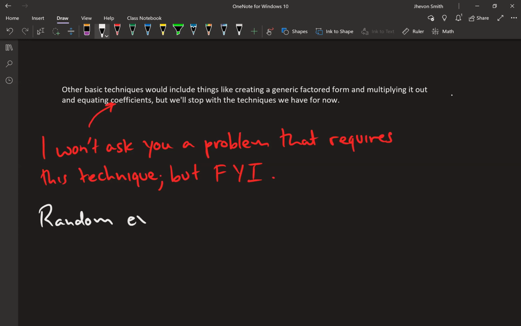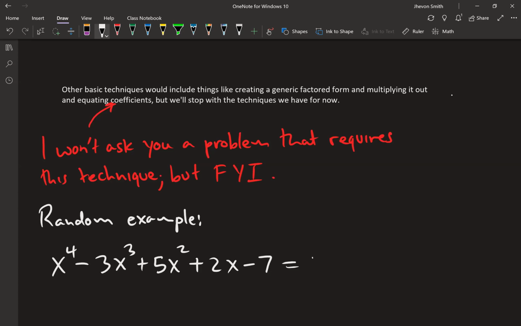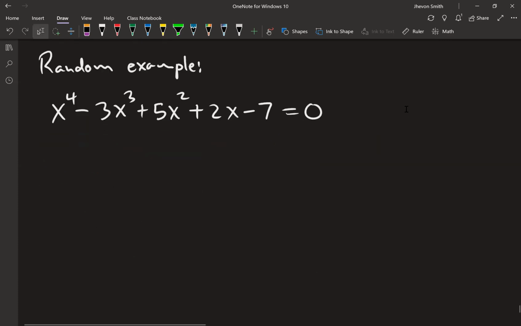So a random example. I'm going to make up a random example, like x to the 4th minus 3x cubed plus 5x squared plus 2x minus 7. Right? So here's how you can think. You just think of generic factors.